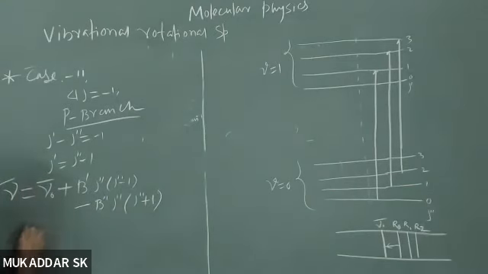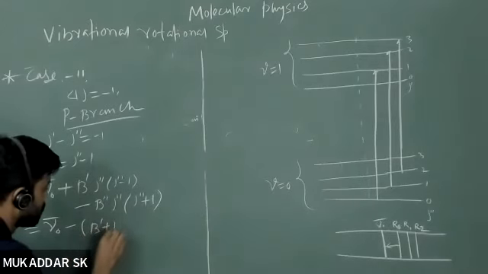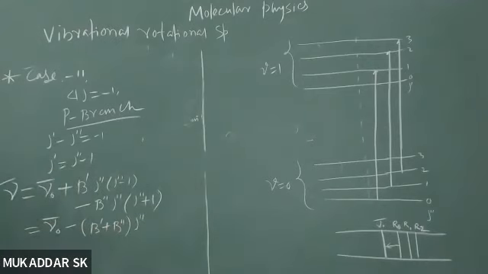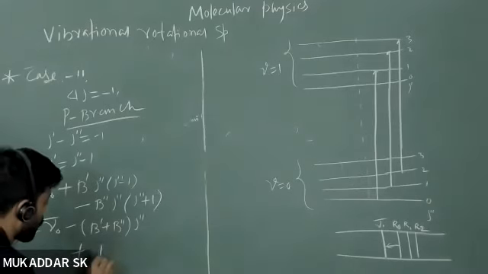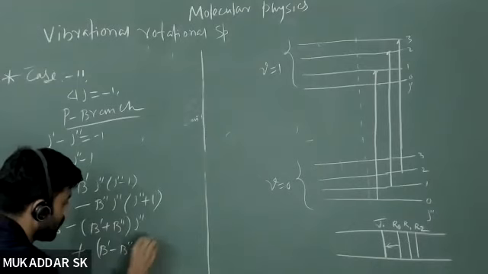So if you rewrite or arrange it, it will be nu 0 bar. Then you will have b dash plus b double dash, j double dash. Okay. Then the next term will be b dash minus b double dash, j double dash square.